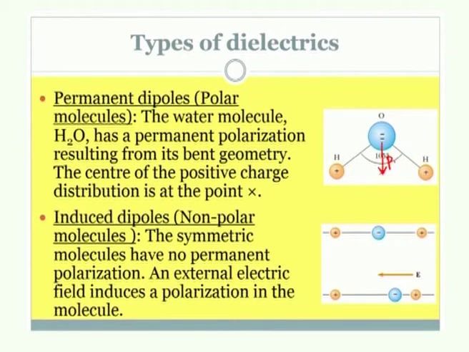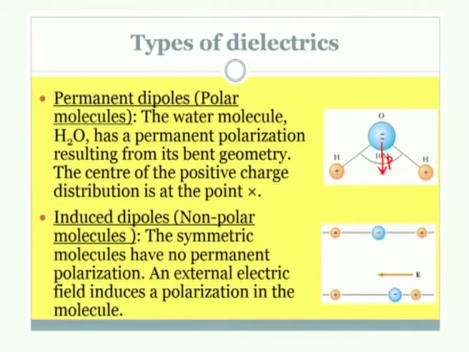Now, we will go ahead with the non-polar molecules. What will happen in non-polar molecules? The induced dipoles will arise. The symmetric molecules have no permanent polarization because the charges are not separated. An external field induces a polarization in the molecule. The example that we have here could be CO2 or any such molecule which has a symmetrical arrangement.